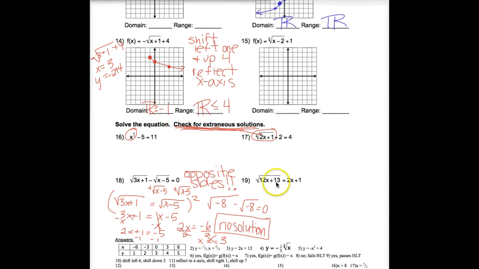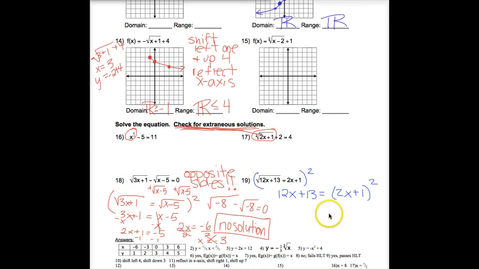All right, last one, 19. There's only one radical, so we get the radical term by itself and then take the appropriate power. That's nice. The radical term is already by itself. So all I need to do in this case, the appropriate power would be power of 2, is square both sides. So on the left, the square root and the squared undo each other. So I've got 12x plus 13. On the right side, I need to square 2x plus 1.